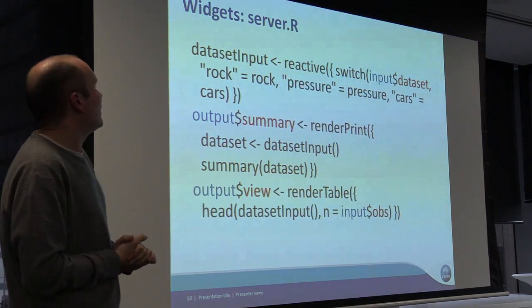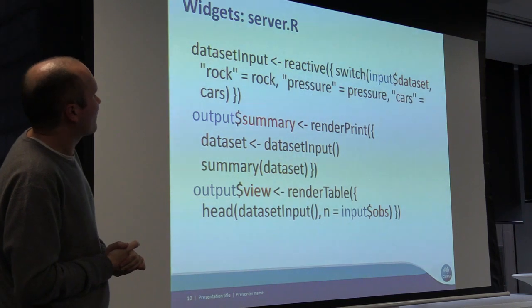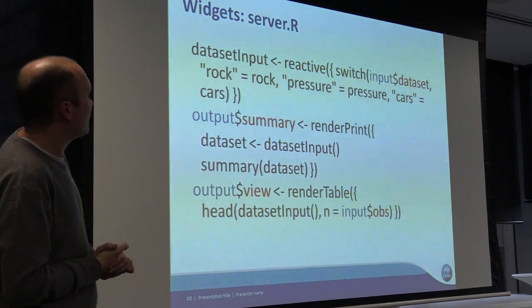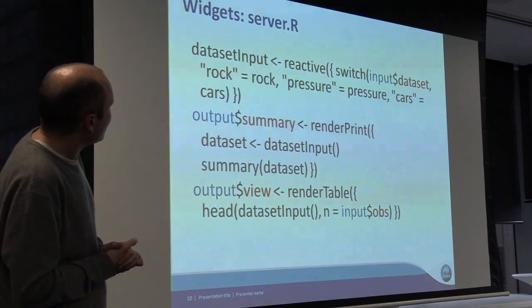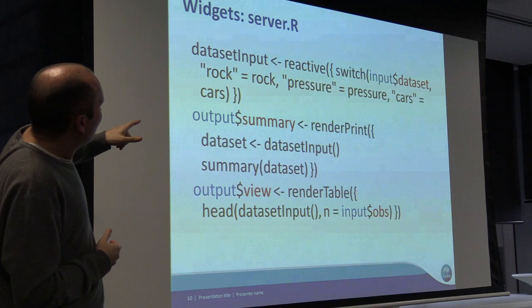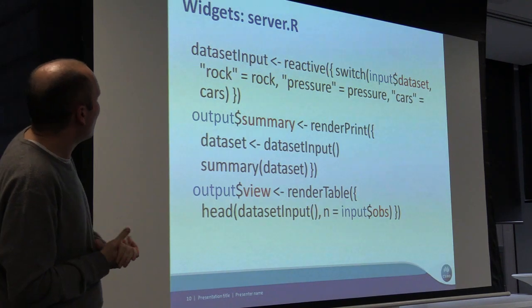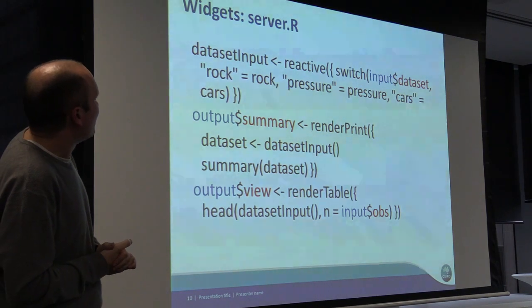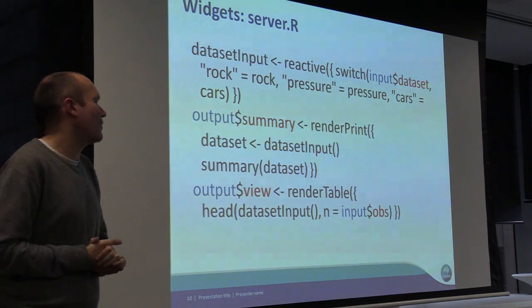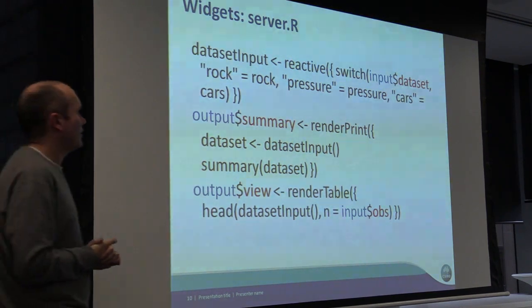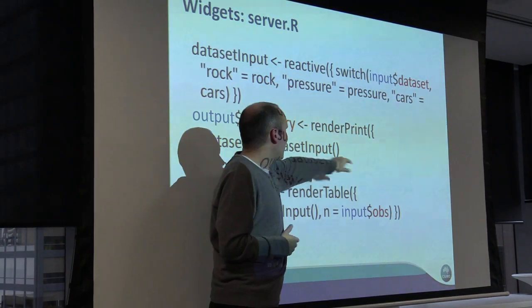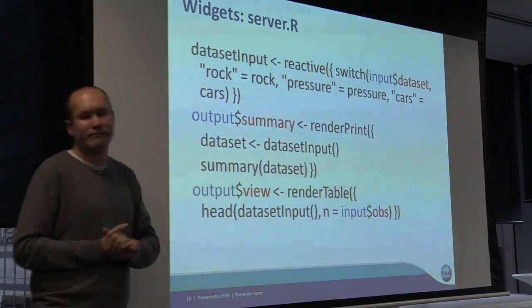And here you're using the data set input, which is the type of data set you specify. In this case, you've got the data sets rock, pressure, and cars there. So in effect, you're choosing your data set from that function call. Reactive returns a function, I should have said that, which is why you have open bracket and closed bracket here. Data set input is a function.